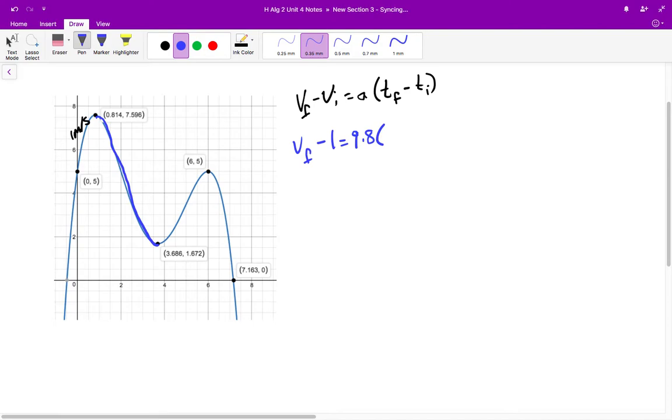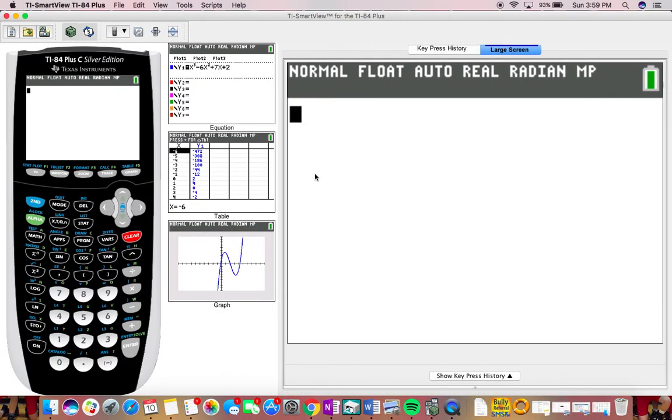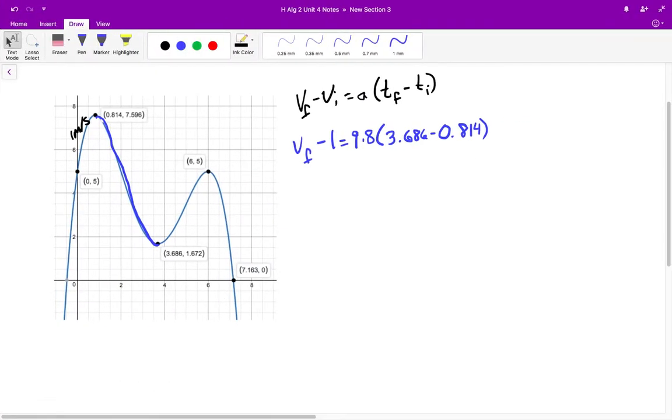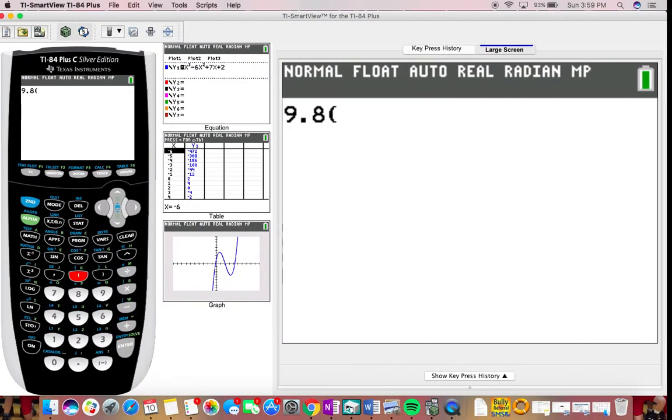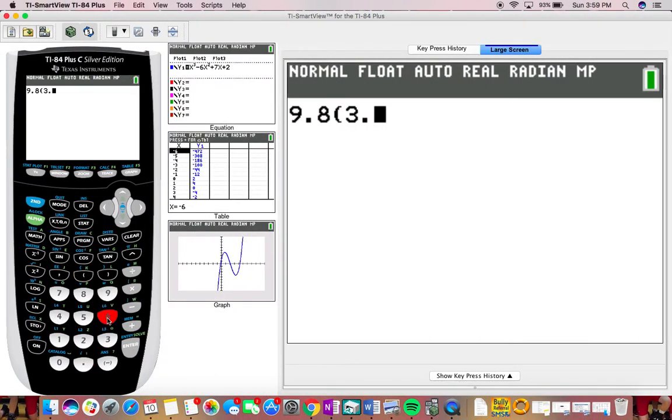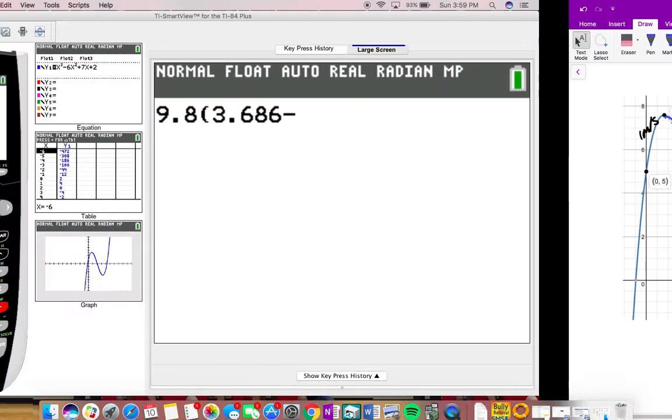My final time is at 3.686, and my initial time that I'm going to subtract is 0.814. Okay, so really what I need to do is take 9.8 and multiply by all of this in parentheses, and so let's see where that gets me. So 9.8, we'll switch over to the graphing calculator here, 9.8 multiplied by, let's see, we had 3.686 minus 0.814.